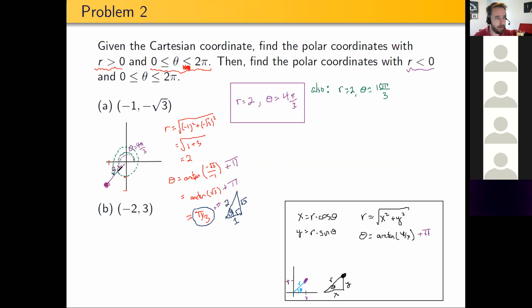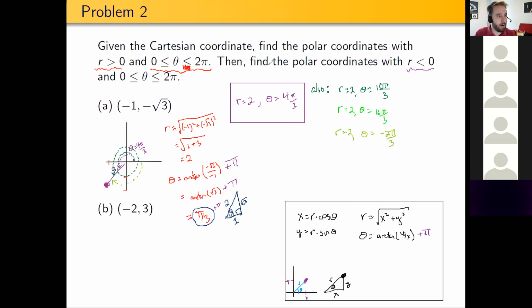With a negative r value, and I should say there's a million different ways we can do this. So we have theta equals 10 pi over 3. We have r equals 2, theta equals 16 pi over 3. We have r equals 2, theta equals, let's see, if we went in the negative direction, we could do 4 pi over 3 minus 2 pi, so that would be negative 2 pi over 3. That would correspond to going in the negative direction, 2 pi over 3.